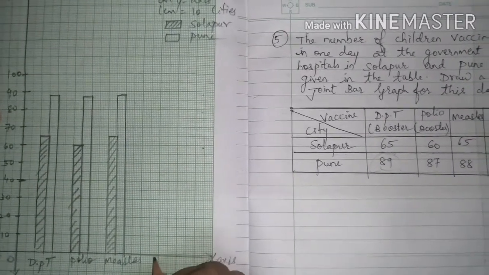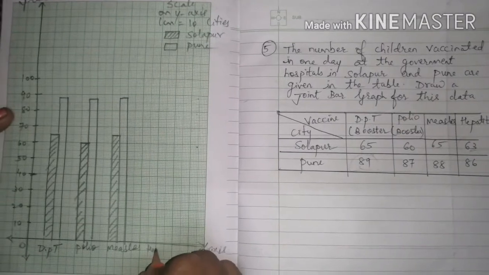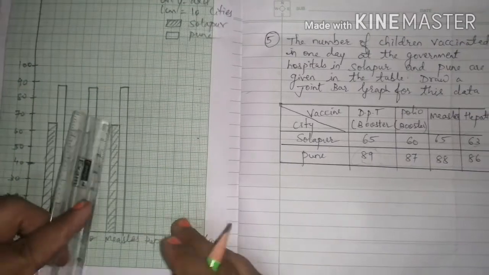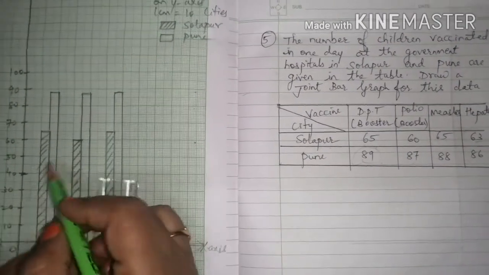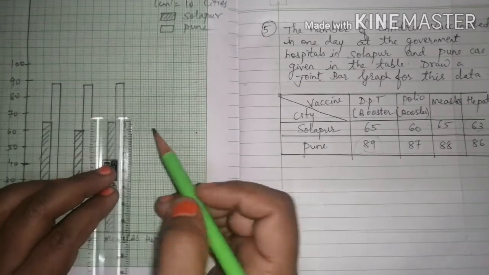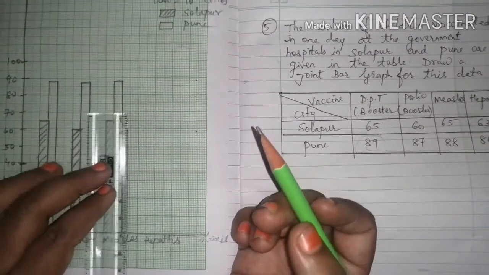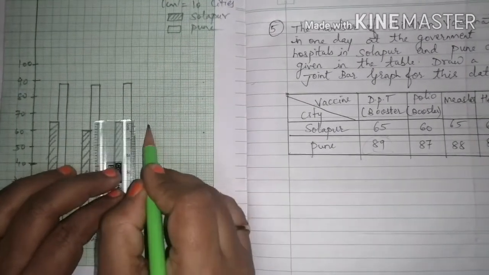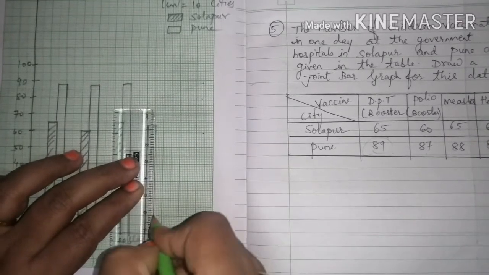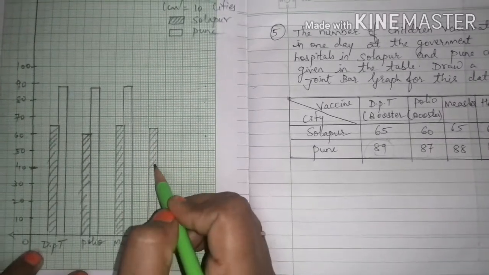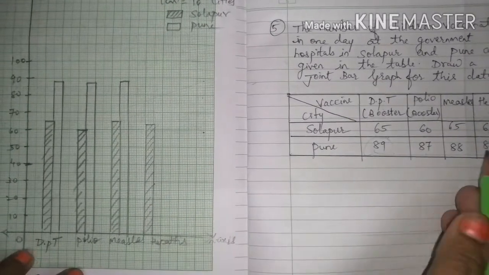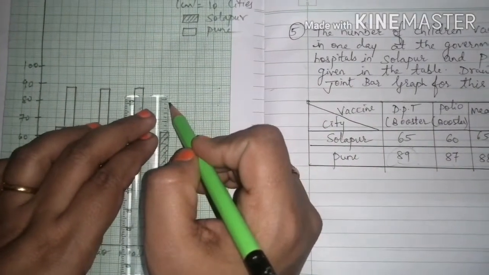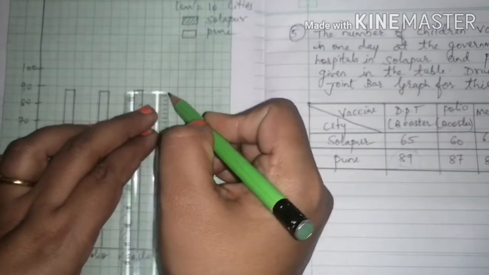And the last one is hepatitis. Leave one box. This one will be of hepatitis. 63. About 63 lines. This one is of Solapur. Last one is Pune. It is 86. So above 86 lines. This one is 85, 86.